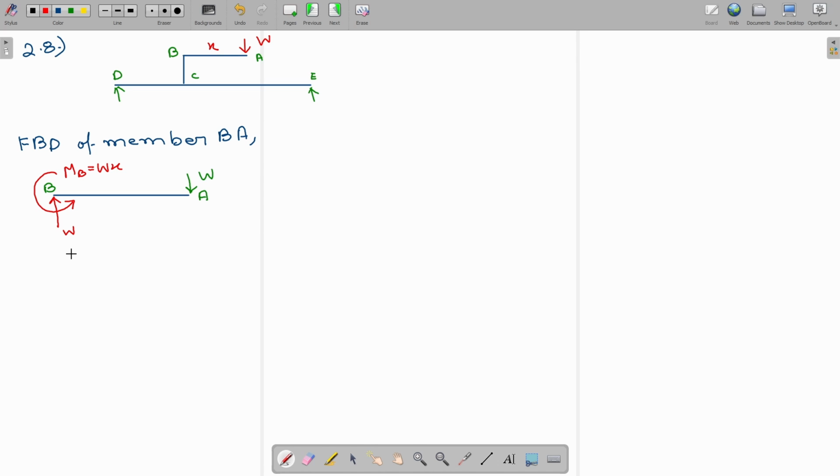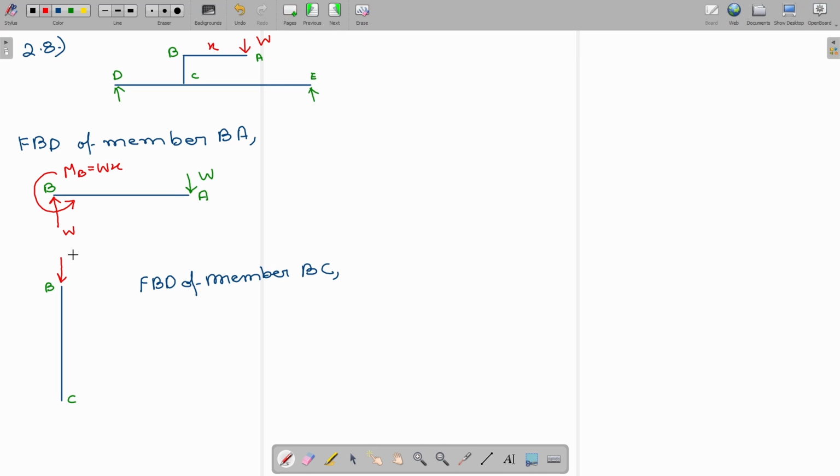Now, from the load transfer mechanism, we are going to draw the free body diagram of BC. So, in this case, let us draw the free body diagram of BC. This is C. You can write that free body diagram of member BC. So here we can apply the load transfer mechanism, or just transfer the load mechanically.